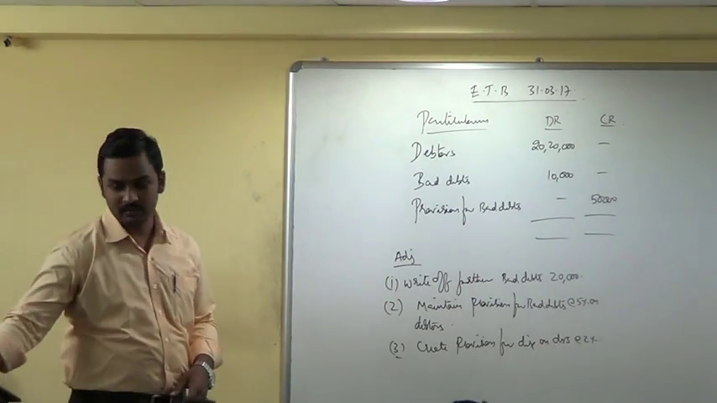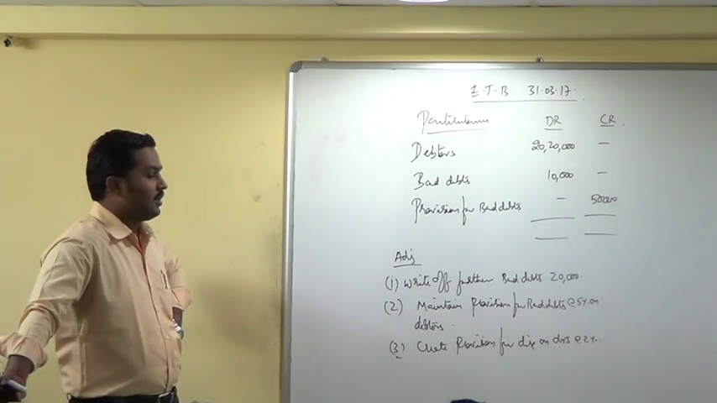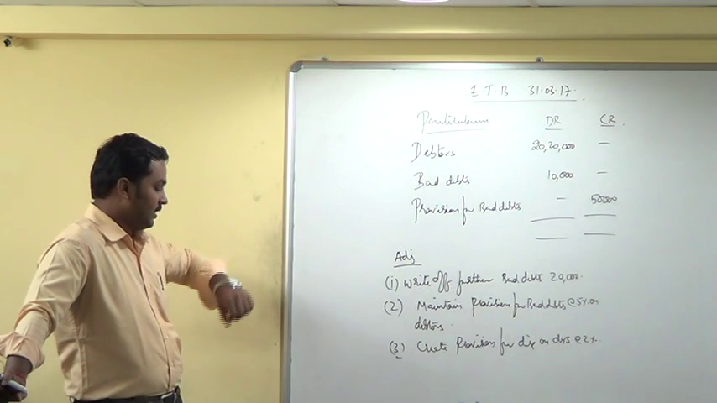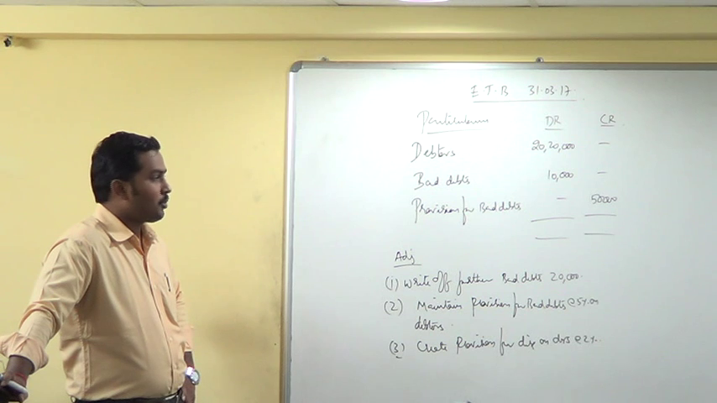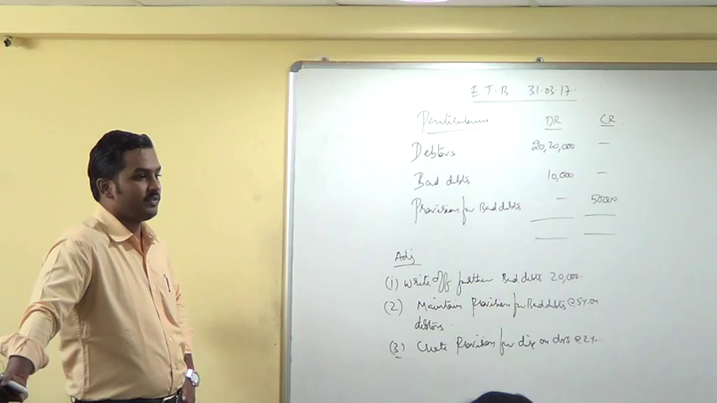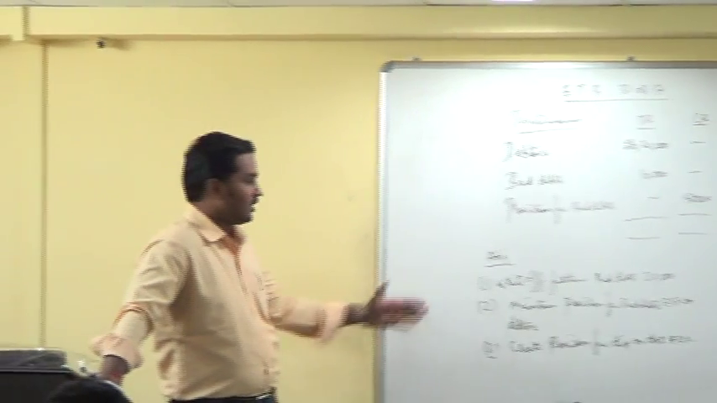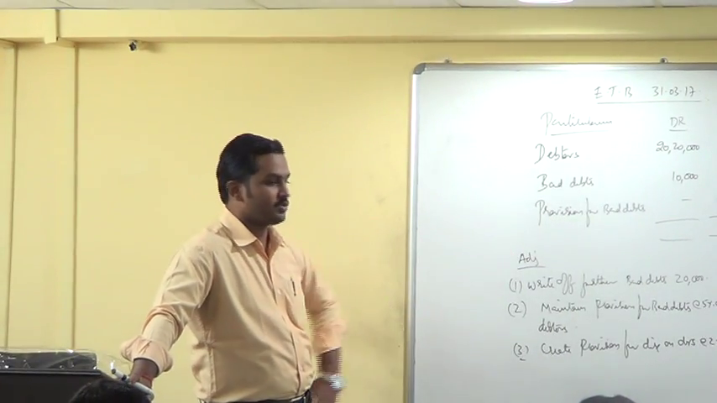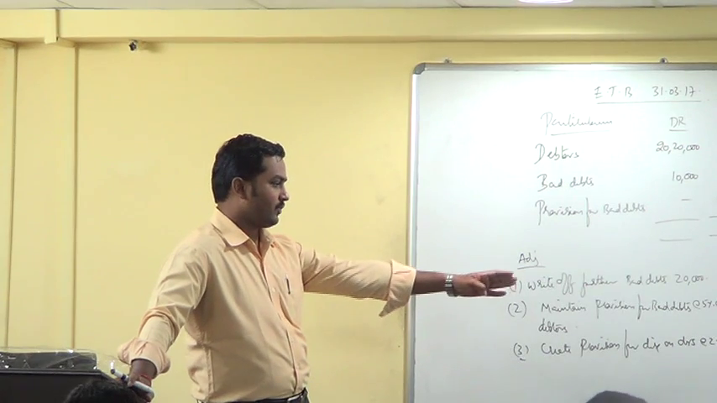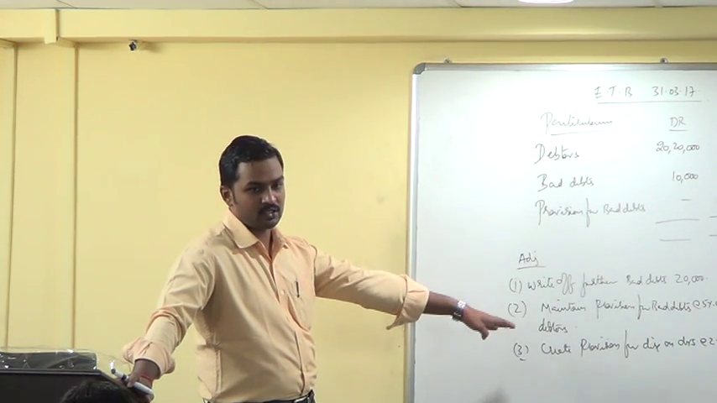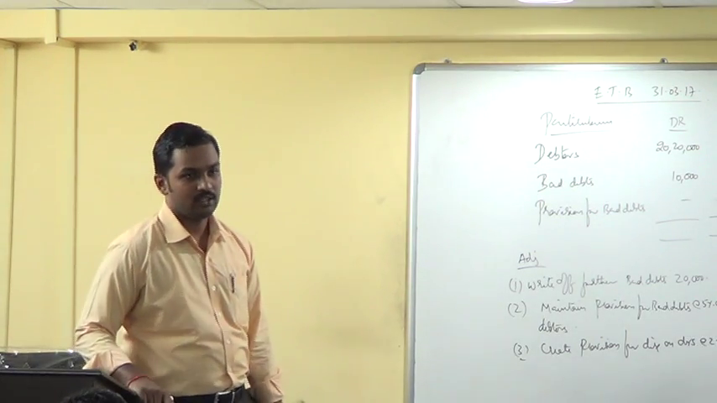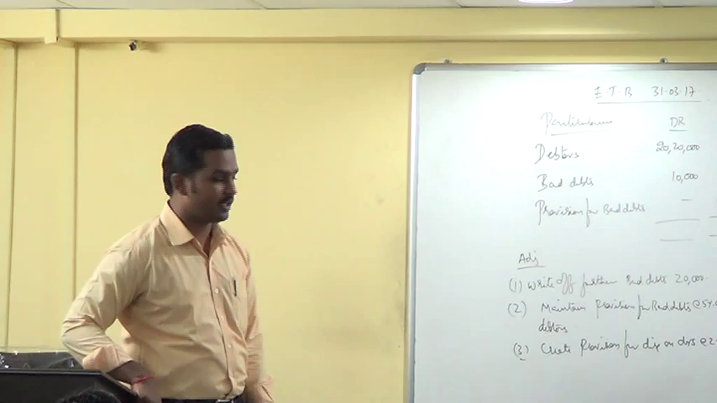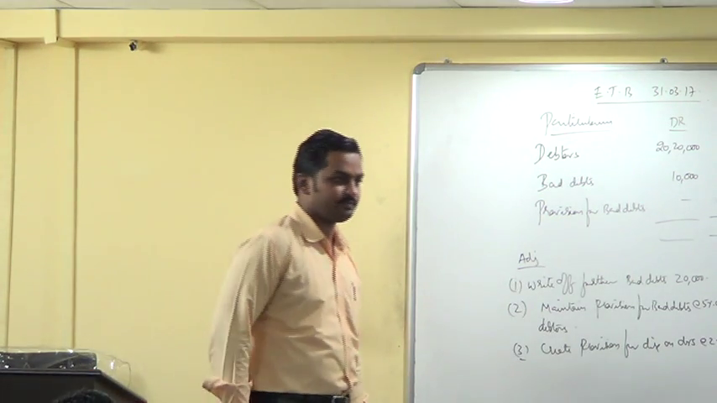This is the trial balance. Extract of a trial balance, 31st March 2017. Debtors 20,20,000. Bad debts, debit balance 10,000. Provision for bad debts, credit balance 50,000. Adjustments: write off further bad debts 20,000. Maintain provision for bad debts at the rate of 5% on debtors, and then create a provision for discount on debtors at the rate of 2%.